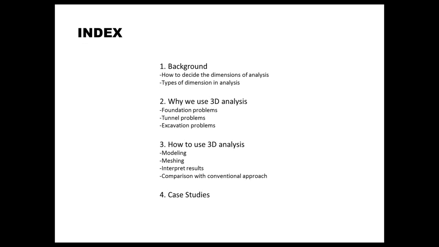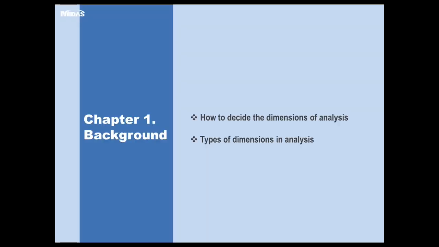Okay, and here's just an index or an overview of how the session will be divided. First we'll have the background. We'll talk about how to decide dimensions of analysis, types of dimensions in the analysis, and then why we use 3D analysis, so specific reasons that 3D analysis is used for particular projects. Next, how to use 3D analysis. We'll discuss the steps that are needed in order to generate an accurate and efficient 3D model. And then last, we'll be going over case studies, so certain projects that were modeled in 3D, the results, and how it was used effectively.